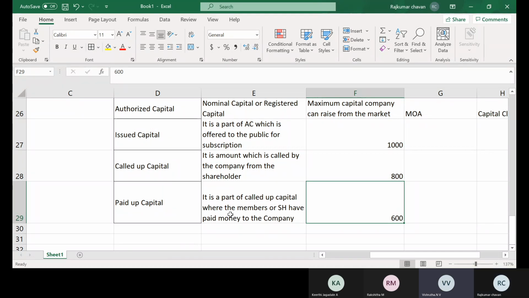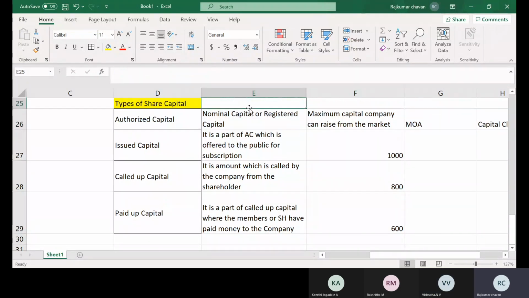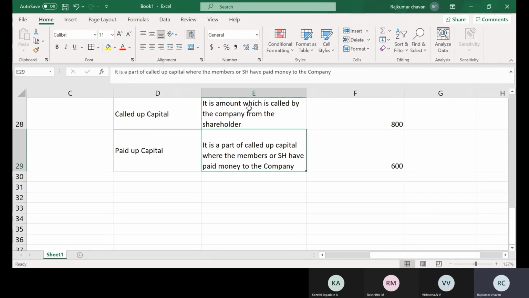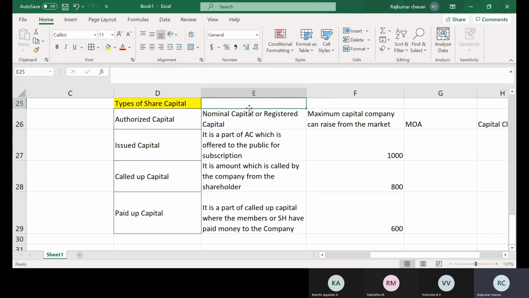600. 600 is the real. Always look at the paid up capital. How many people have paid? Some people simply purchase but may not pay the amount, right? So this is the hierarchy. Don't forget this hierarchy. First authorized, then issued, then called up, then paid up capital. Tell me, till now everything is clear?